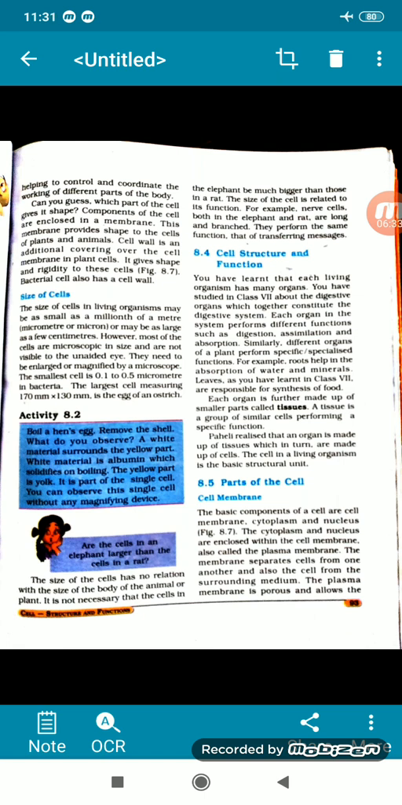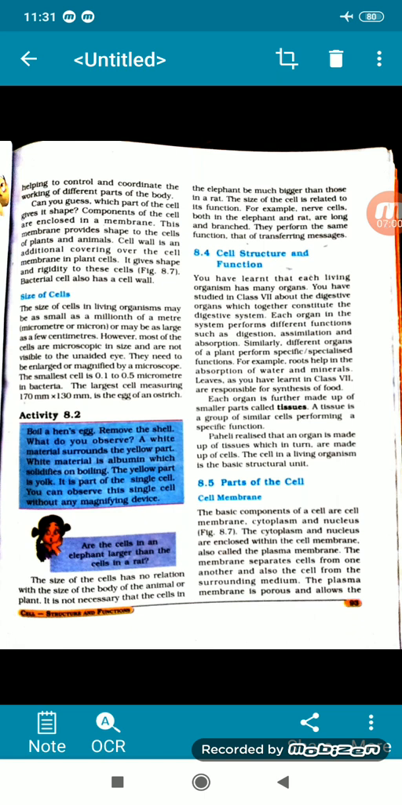Please underline this. The size of a cell has no relation with the size of the body of an animal or plant. It is not necessary that the cells in the elephant must be much bigger than those in a rat. The size of a cell is related to its function. Please underline this, very important. For example, nerve cells both in elephant and rat are long and branched. They perform the same function, that is, transferring messages.